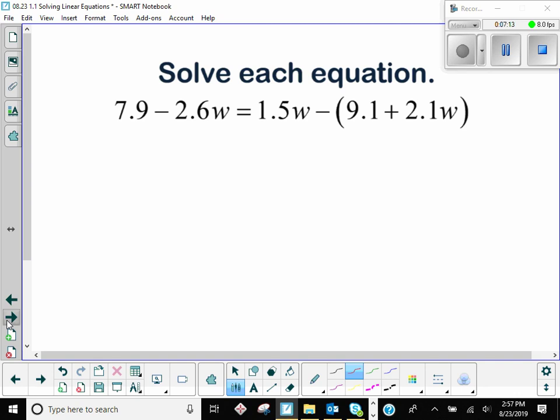The first thing I'm going to do, though, is the same as the other one, and do the distributive to get rid of the parentheses. So step 1, distribute here and here, and everything else I'm just going to rewrite and bring it down.